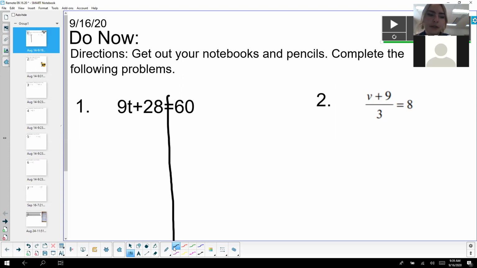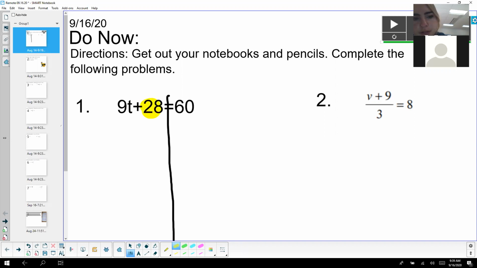So my first step is going to be to draw the wall, that's what I call it, draw the line down the equal sign. And that just reminds me to do whatever I do to one side, I've got to do to the other side. So next, I'm going to highlight just to show you what I'm talking about.